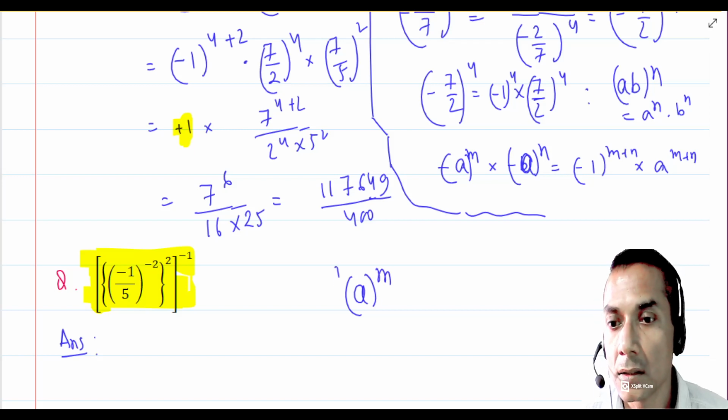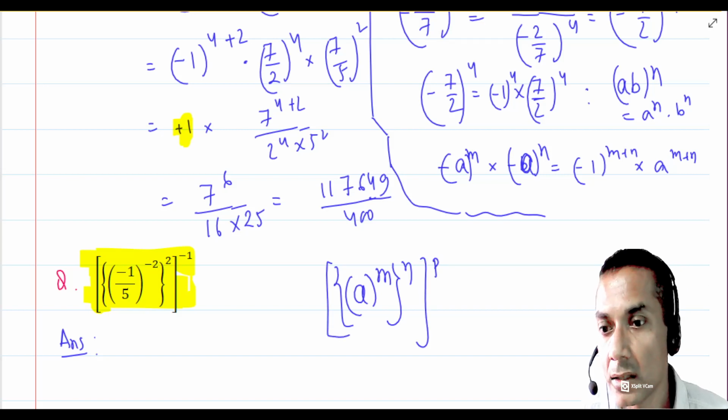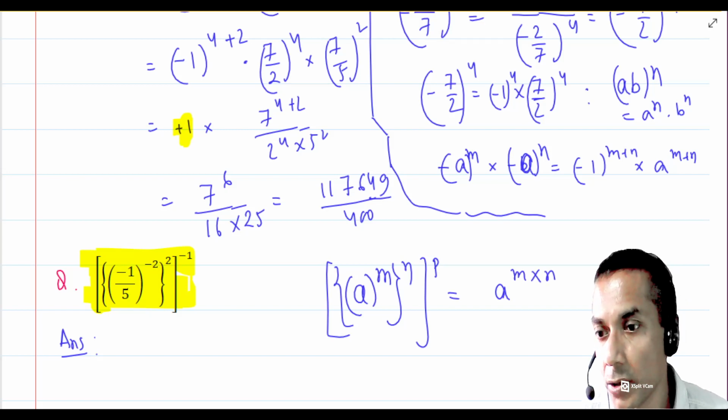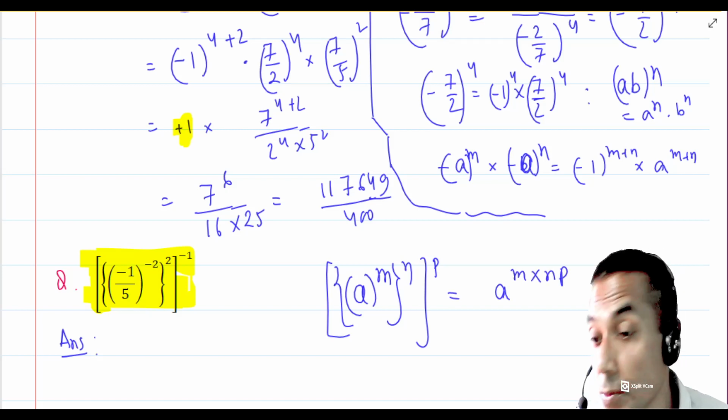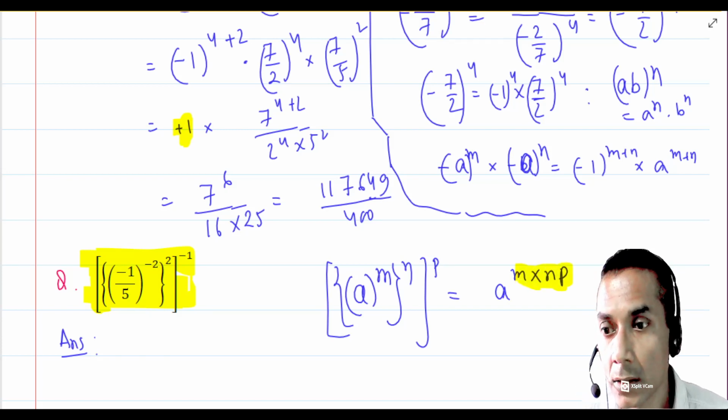Okay, if it is m to the power n, and then the power is p, then you can write it as m to the power n into p. Clear? It will not be the sum, it will be the multiplication relation. You must remember this. Clear?